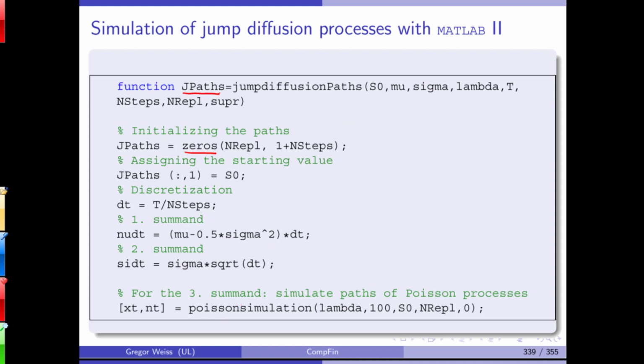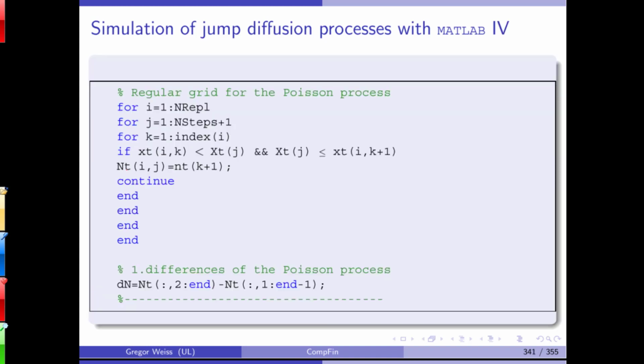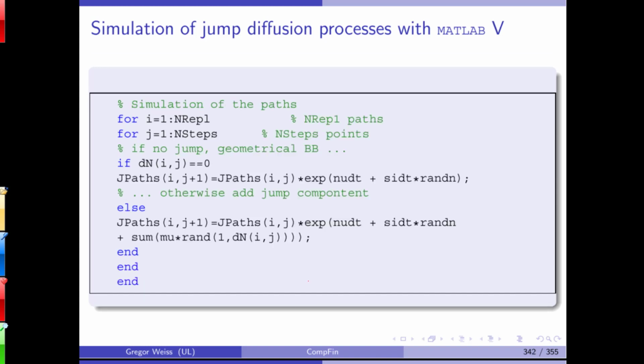Now, for this third part, we have to simulate a path of the Poisson process. We'll take this function Poisson simulation we've done before. We'll have to adjust the Poisson process with our starting value, and we'll cut it after n steps. We'll take a regular grid for the Poisson process. We'll take the first differences, and it goes on.